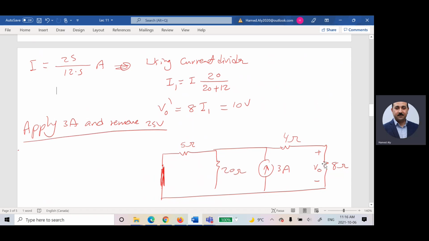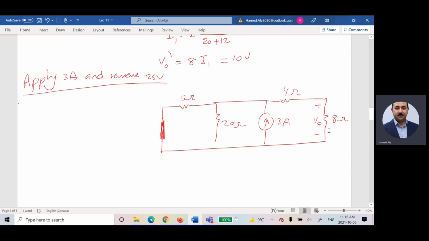Now, what do you want? I would like to calculate the current in this branch. How to calculate the current? Which method should I use for calculating the current in this branch?